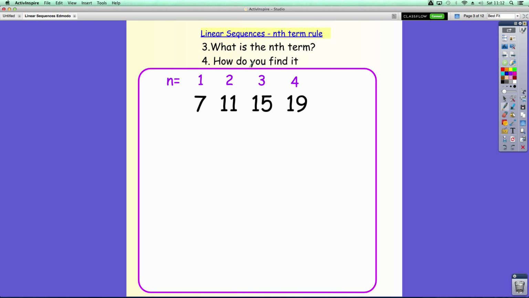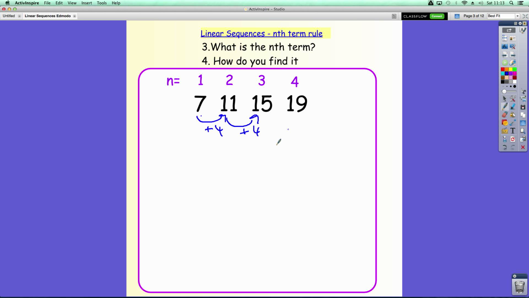Moving on. What is the nth term and how do you find it? I'll use the same example as the page before and do a couple more. So we've got the numbers 7, 11, 15, and 19. Now if I asked you to tell me what the 50th number in this sequence was, you could start by adding 4, and you'd add it 49 times until you got to the 50th number, and that would be your result.